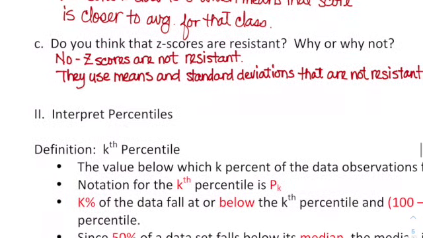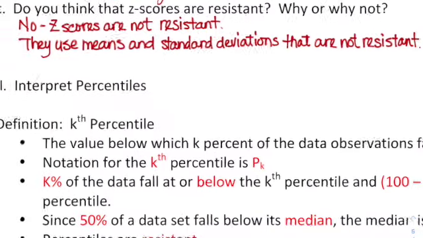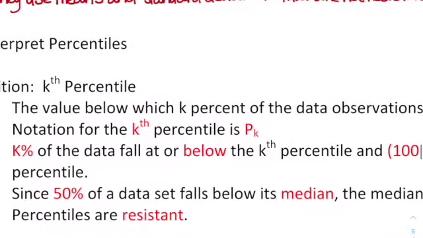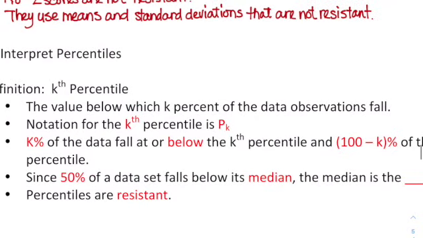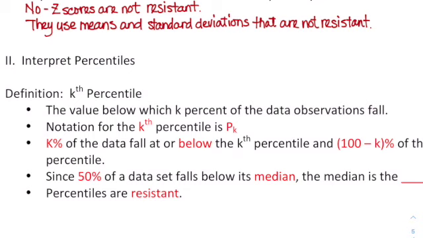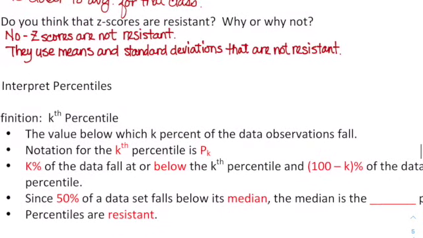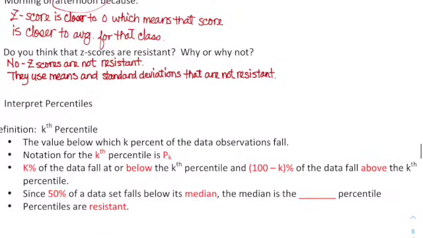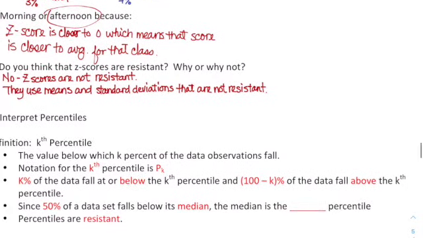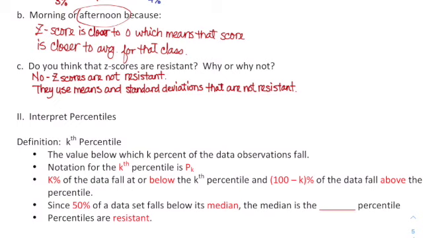Okay, next one, second kind: interpret percentiles. Definition of the kth percentile: the value below which k% of the data observations fall. The notation for the kth percentile is a big P, standing for percentile, and k is the percentage. So k% of the data falls at or below the kth percentile, and 100 minus k% of the data falls above the kth percentile. Since 50% of the data falls below the median, the median is at the 50th percentile.